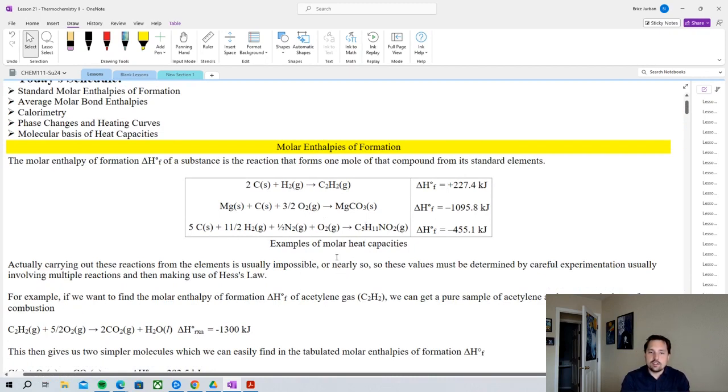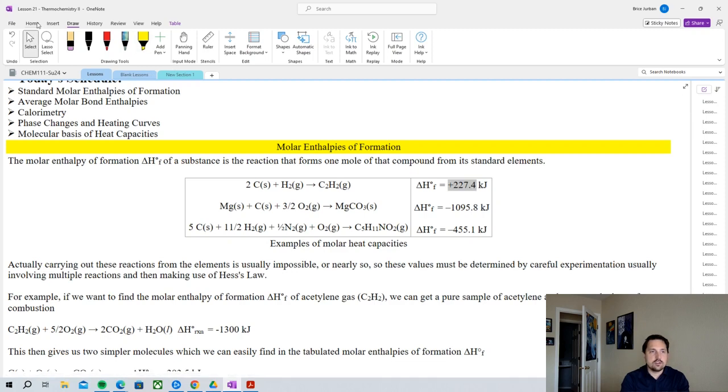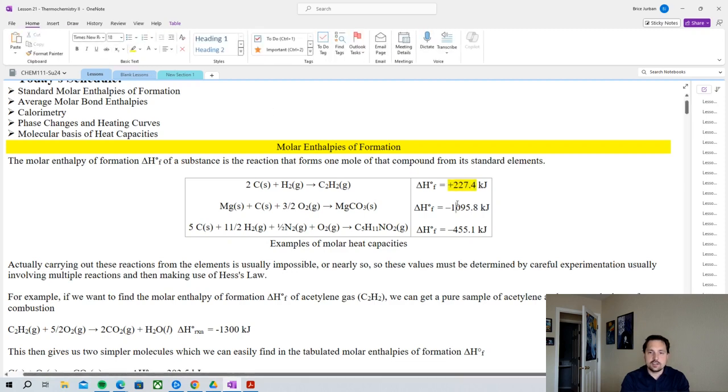So if I want to calculate some of these reactions, I can use Hess's law to do this. And say, for example, I don't know what this value is. So if I'm trying to solve for the heat of formation of acetylene, I don't have the value 227.4. How would I do that? Well, we could start by combusting acetylene gas, which is the reaction with oxygen to form carbon dioxide and water.